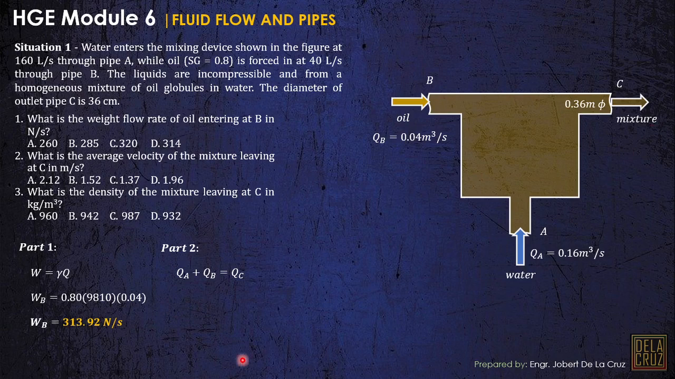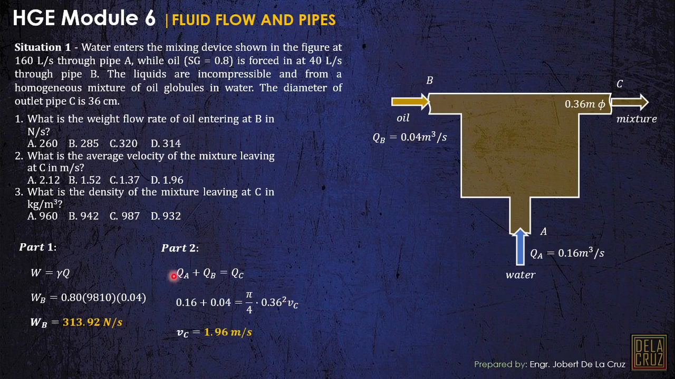So by this one, yung QC is equal to area times velocity. So we have here the diameter at C. Then we can express this one as pi over 4 times the diameter squared times the velocity at C, which is yung hinahanap sa number 2. Of course, we have the QA, we have the QB, we have the diameter here, as I have said. Then VC can be calculated. That is 1.96 meters per second.